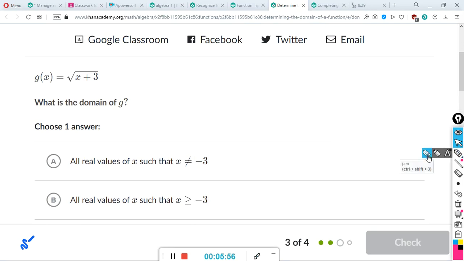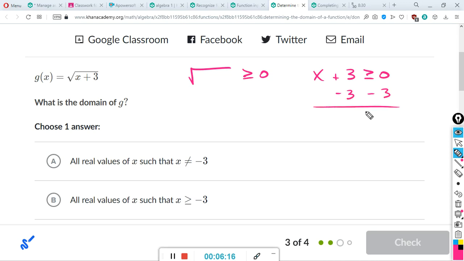All right, so these are pretty easy. The square root has to be greater than or equal to 0, whatever's under that square root. So x plus 3 has to be greater than or equal to 0. Subtracting 3 on both sides, 3 minus 3 cancels. Bring down the x, and that's going to be greater than or equal to 0 minus 3, which is negative 3. x is greater than or equal to negative 3.